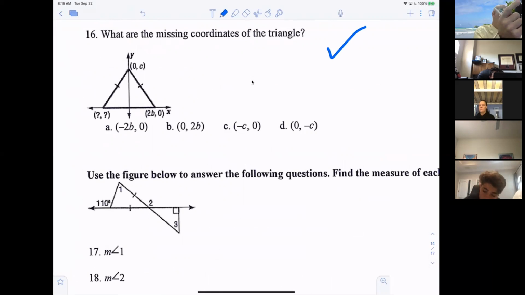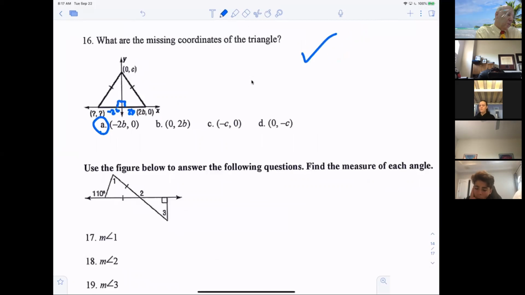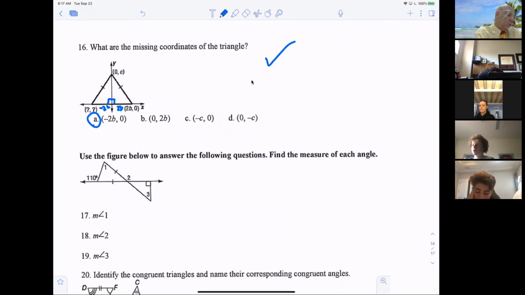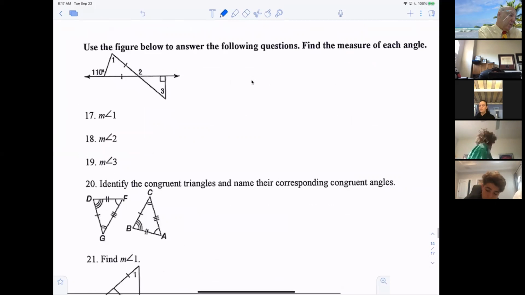Is it a yes? All right, because if this is an isosceles, right, then we can prove that they're congruent. So if this is 2b, this has to be negative 2b, because it's on the x-axis. So that wasn't that bad. That's why I thought, go ahead and do it. All right, let's knock out this guy right here.